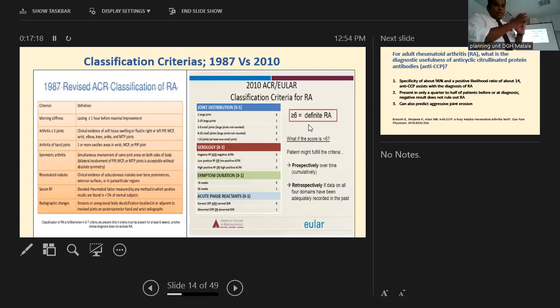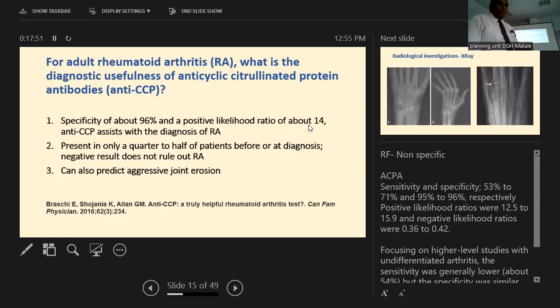But in contrast, this classification criteria was changed in the 2000s. Now we are looking at the number of joints, serological status, the duration, and acute phase proteins. With this, we are catching more and more people. So here, you need at least 6 points. This is a cumulative score that you get to diagnose a definitive rheumatoid arthritis. And in addition to the development of these criteria, there are 2 things which are assisting in our diagnosis.